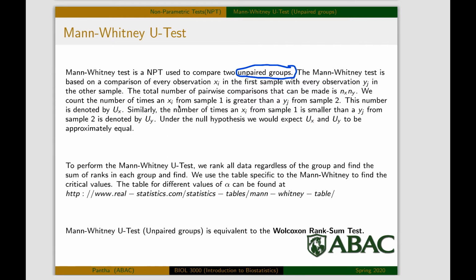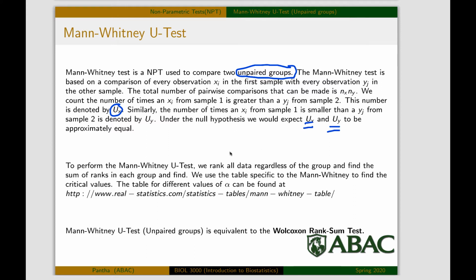We count the number of times an x sub i from sample 1 is greater than y sub j from sample 2. This number is denoted by u sub x. But to find u sub x, we use a slightly shorter, different formula than what we describe here. Similarly, the number of times that x sub i from sample 1 is smaller than y sub j from sample 2, we denote by u sub y. Under the null hypothesis, we would expect u sub x and u sub y to be approximately equal, meaning the number of data in sample 1 bigger than data in sample 2 equals the number of data in sample 2 bigger than data in sample 1. That is, u sub x equals u sub y.